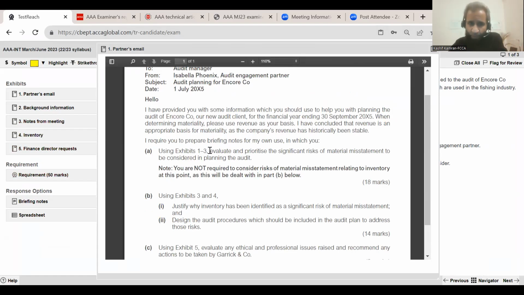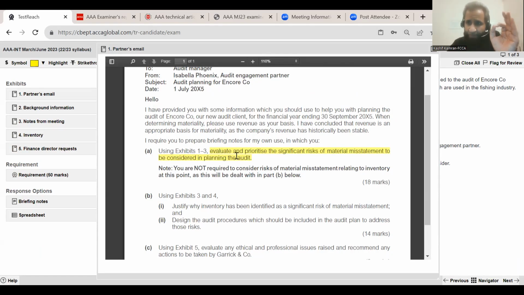That is to evaluate and prioritize the significant risk of material misstatement. So you are very familiar with how to go down with prioritizing. I just explained that, and how to go down with significance in terms of either materiality, or you go in any order. And then in the conclusion, you mention what the two most significant risks are and why.